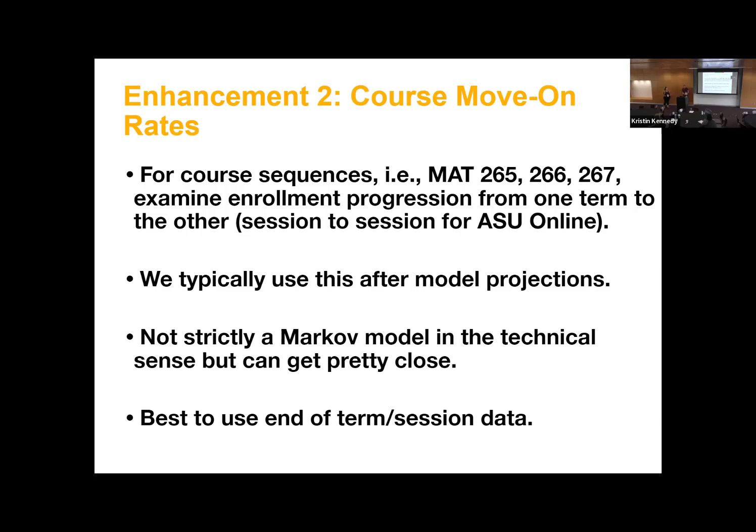And again, this is typically used after model projections, and unlike the registration cadence or enrollment flow, we can typically look at this right away. In the immersion space, we'll sometimes look at this when looking at fall to spring courses for first year courses that have prerequisites, like English 102 has a prereq of English 101. 265 is a prerequisite for 266. So these are interesting ways to look.